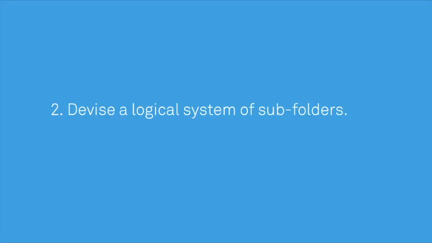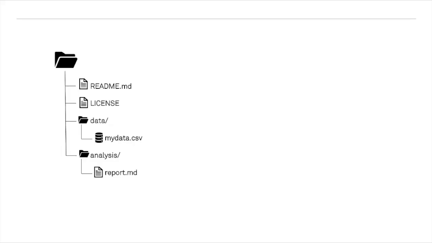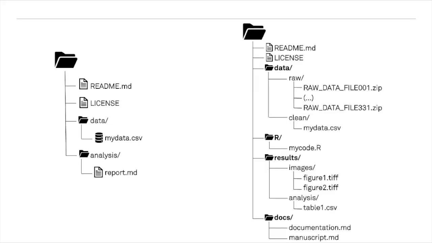Tip 2. Devise a logical system of subfolders. Make a logical system of subfolders looking at what is standard in the field. There is no one-size-fits-all, but this can be a good structure for a research project. Or this. Make sure you have folders separate for data, for documentation, and, for example, for your figures. Make sure you structure your subfolders in a logical way. Don't be afraid to make sub-sub and sub-sub-sub folders, so long as it's logical.